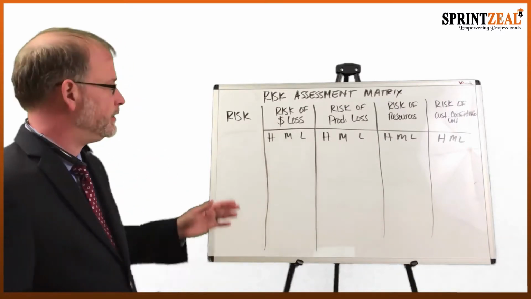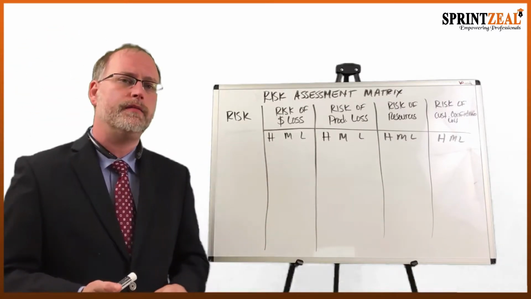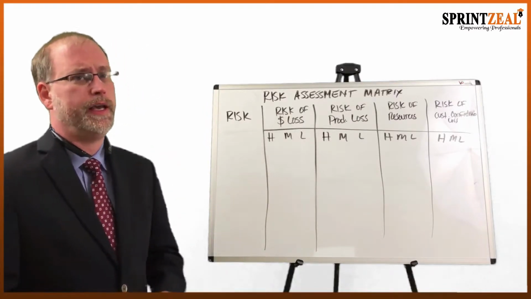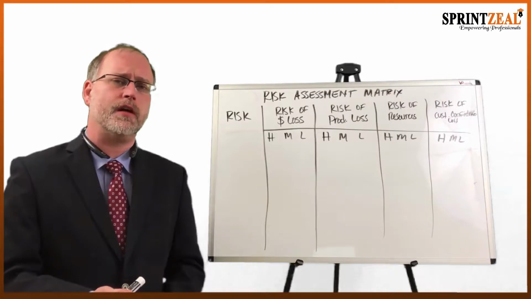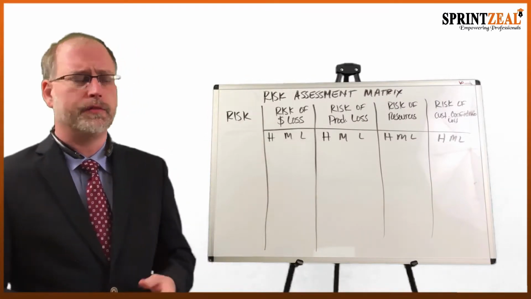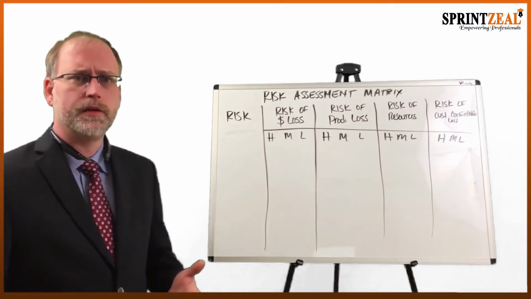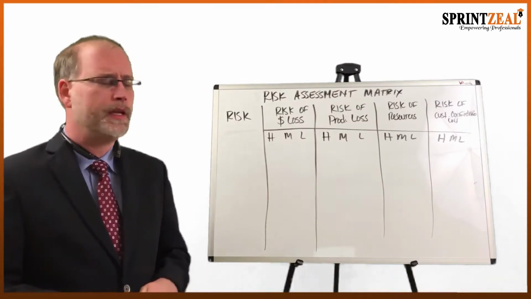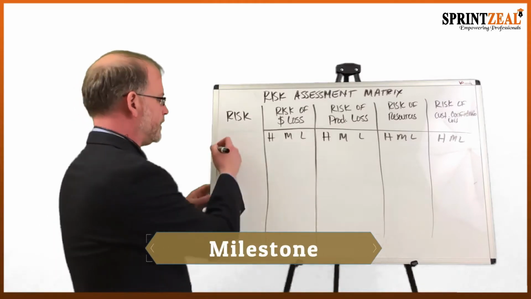And we basically just start rating them high, medium, or low. So is it a high risk of monetary loss? Is it a medium risk of productivity loss? Is it a low risk of resources? So let's go through an example. So let's say that we're looking at the scope of our project. And the first one would be milestones.